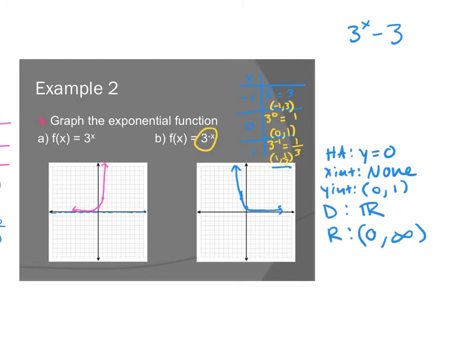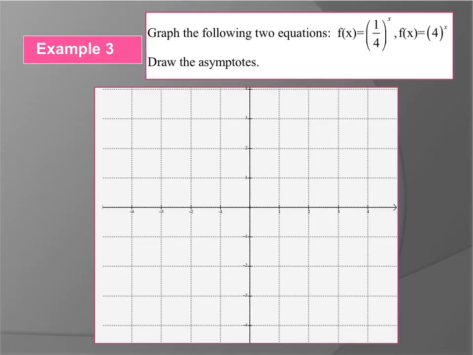So any questions on these? All right, let's go to the next. Graph the following two equations. F of x is equal to 1/4 raised to the x, and f of x is equal to 4 raised to the power of x. Draw the asymptotes.